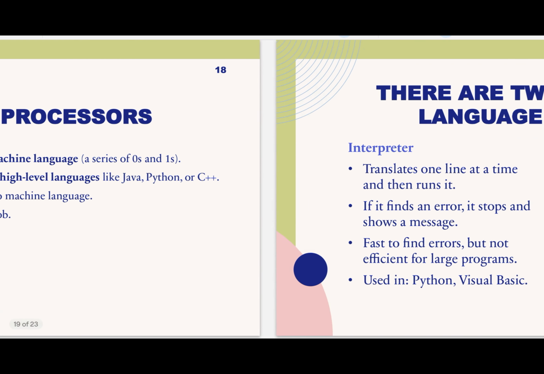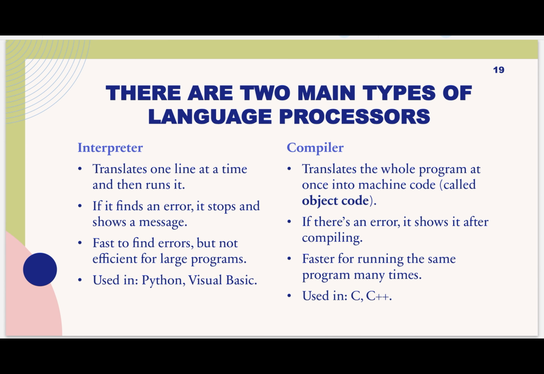Us and the computer. See, there are two main types of language processors, right? The first one is the interpreter and the second one is the compiler. We'll see them one by one. See, an interpreter translates one line at a time and then runs it. Meaning what does the interpreter do? First it translates one line at a time and then runs it. One by one, not a whole page. And here it is vice versa. The compiler translates the whole program at once into machine language, also called object code or OC.